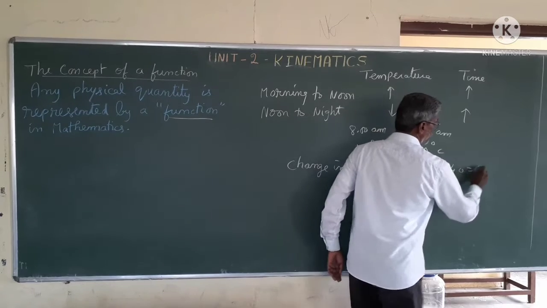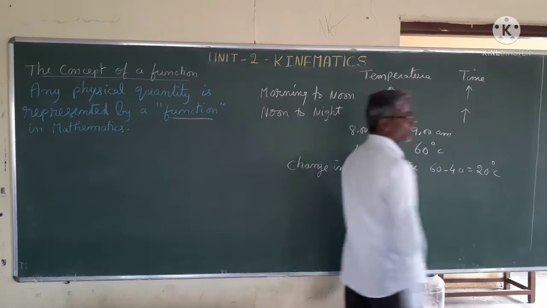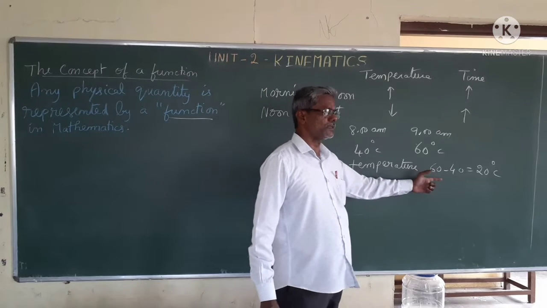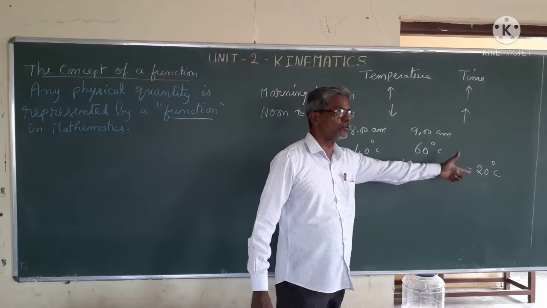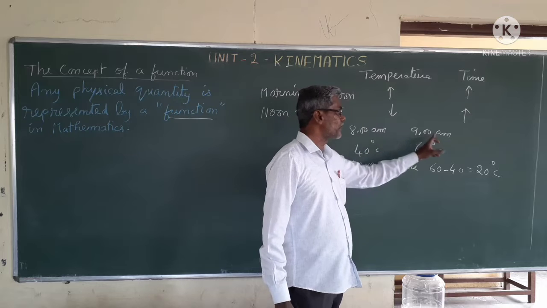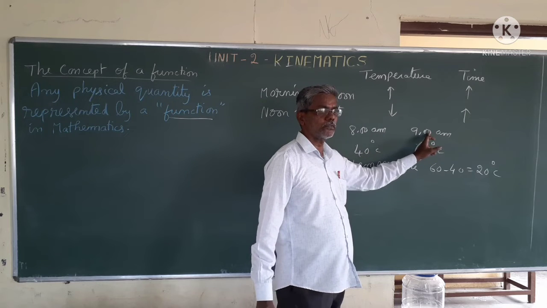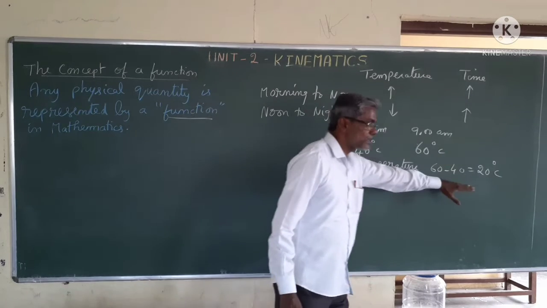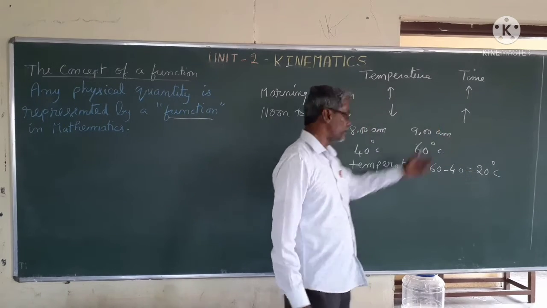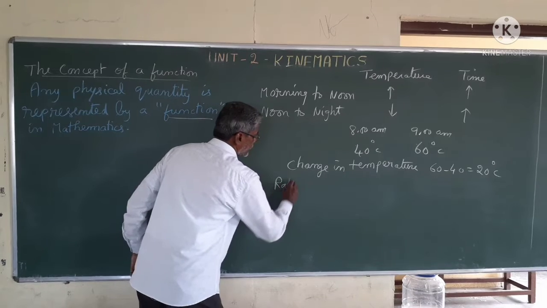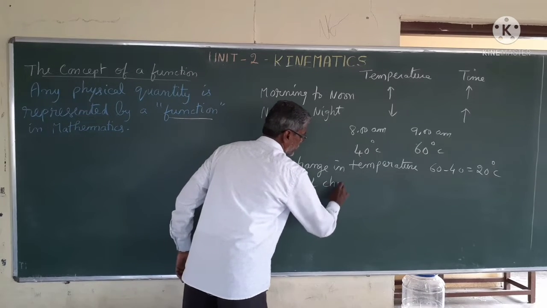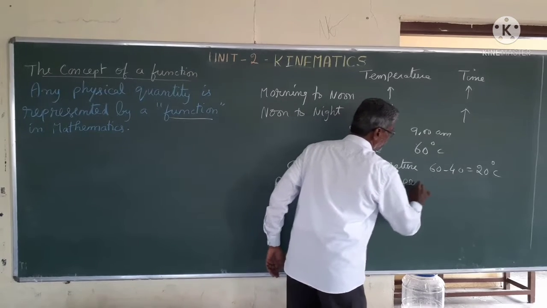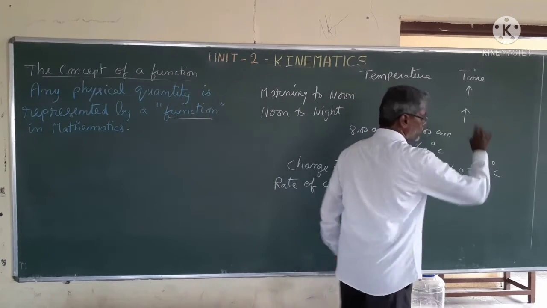60 minus 40 is the change in temperature, which is 20 degrees Celsius. Suppose I relate this change in temperature with respect to time, here 8 o'clock, 9 o'clock. What is the difference of time? 1 hour. So if I relate this temperature with respect to time, then I can call it the rate of change in temperature.